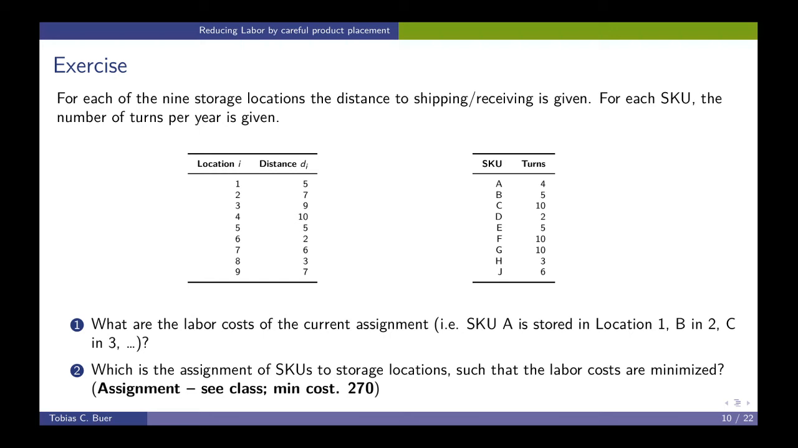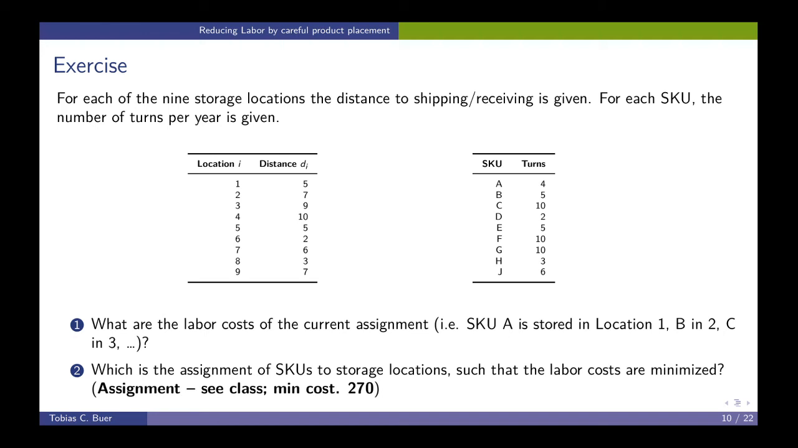We have 2 tables, 2 lists. In the first one, we have 9 storage locations with an associated distance. And in the second table on the right, we have all the 9 SKUs labeled from A to J, and the number of turns for each SKU in a year. The first question this exercise asks is: what is the labor cost of the current assignment? For the current assignment, we assume that location number 1 stores SKU A, and location number 2 stores SKU B.